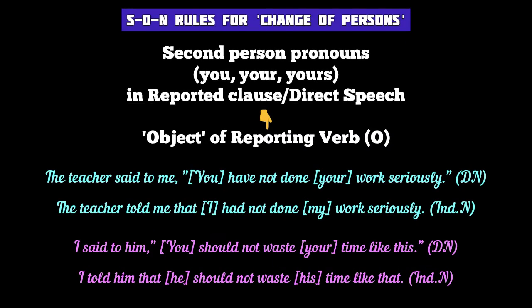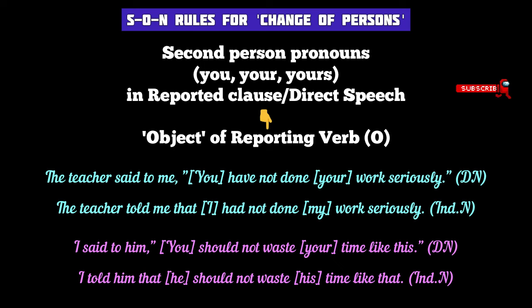Now, what is the second rule of the SON formula? The second rule or the O rule says that all second person pronouns in the direct speech, I mean you, your, and yours, are changed according to the object of the reporting verb. I mean, if you have any second person pronoun in the direct speech, you look at the object of the reporting verb in the reporting clause. For example, the teacher said to me, "You have not done your work seriously."